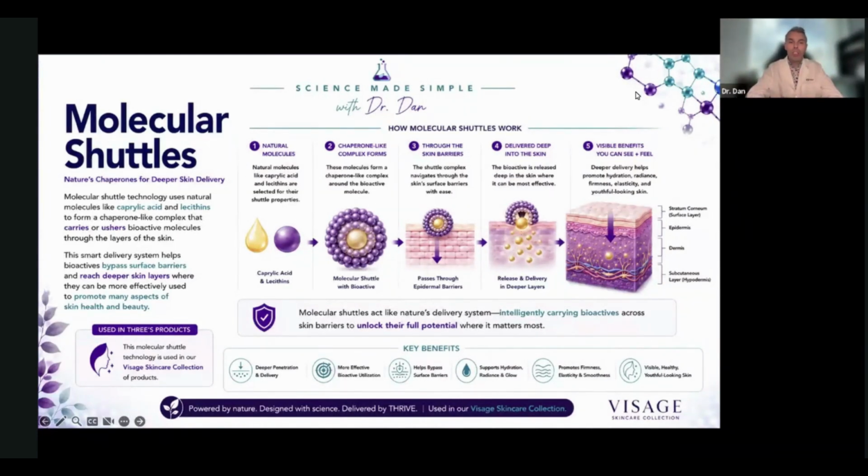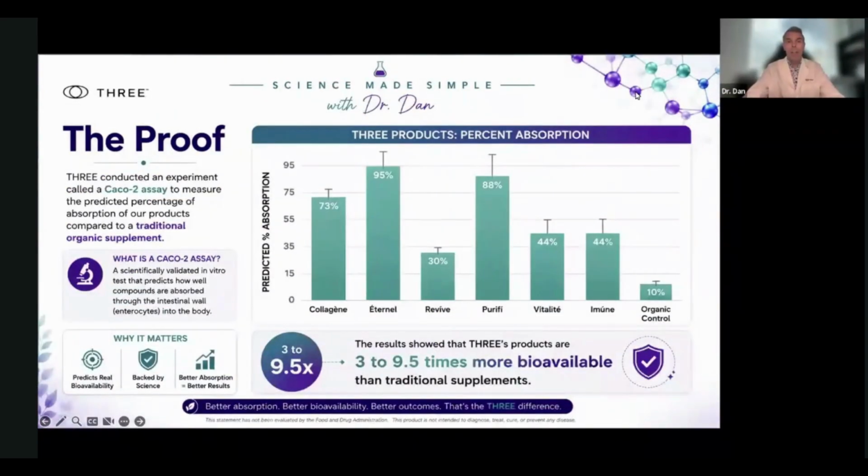And so the approach that we use is called the molecular shuttle approach. And basically what we do is we use ingredients like lecithins and caprylic acids. And when you use a certain combination and certain types of these, what they're able to do is they're able to form chaperone-like complexes around the bioactives in our skincare formulas, and they're able to shuttle them through the skin barriers so that we're able to deliver these deep into the skin. And like I said, this approach is unique and specific to our Visage skincare collection.